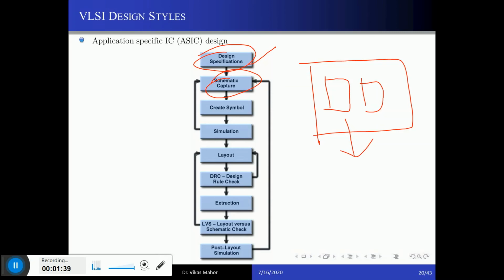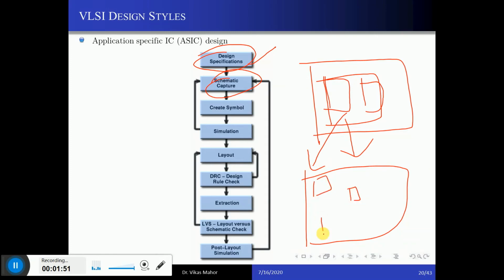Fine. So you make the schematic and then create a symbol, because the same circuit will be used in the IC n number of times. The same circuit will be used in n number of places. So for n number of places, we would have to design the same circuit again and again. So using the computer aided tool of VLSI, we can make the symbol of this circuit and use the same circuit in more than one place.